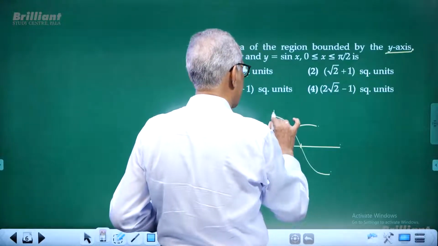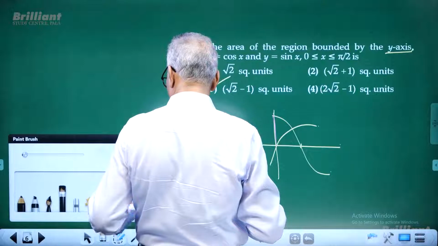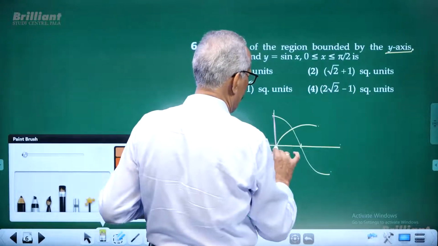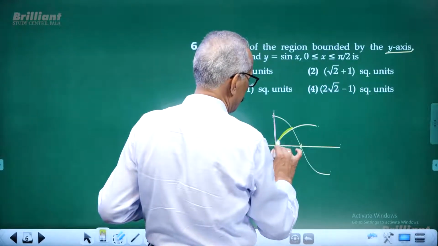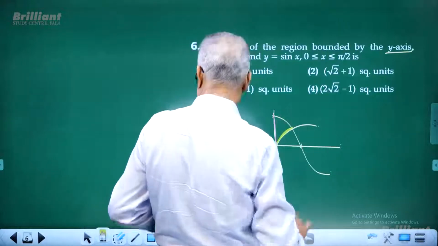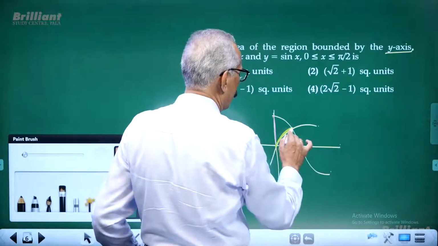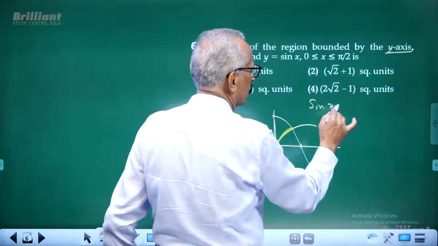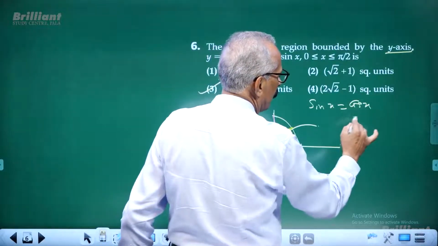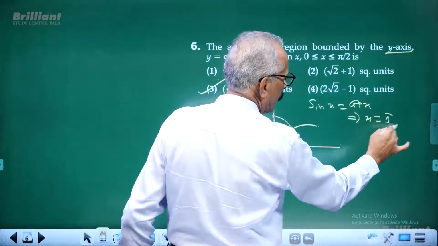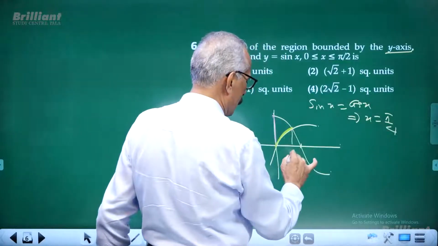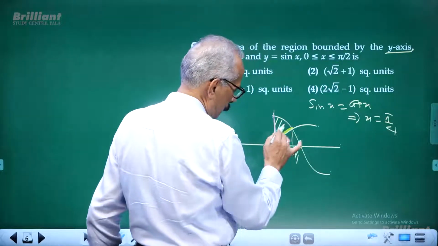Then sin x. All right. Sin x is already there. Then the other one is cos x. Fine. Well, we got it. This is 0. Both of them, sin x is equal to cos x. That means your x is equal to what there? Pi by 4. So this point is what there? Pi by 4. The area will be this much only.